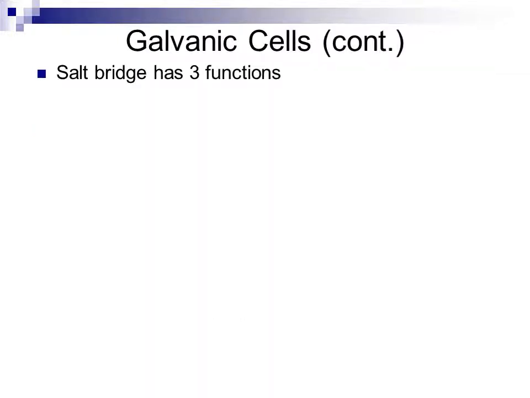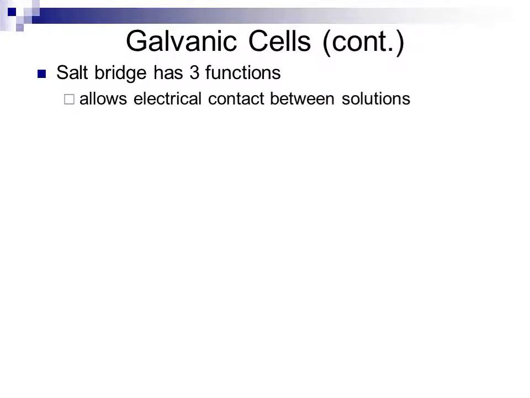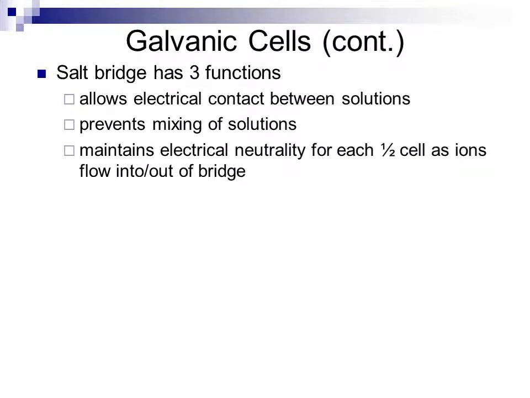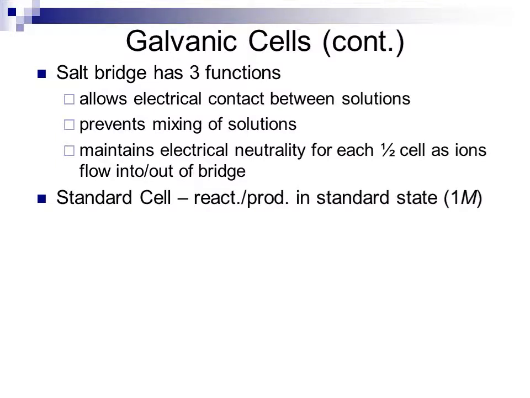So looking at the galvanic cell, there are three different functions to a salt bridge. One is that it allows electrical contact between the two solutions. The second is it prevents the solutions from mixing or short-circuiting. And the last is that it maintains electrical neutrality for each of the half cells because positive ions can flow into the half cell which is becoming more negative, and negative ions can flow into the half cell which is becoming more positive.